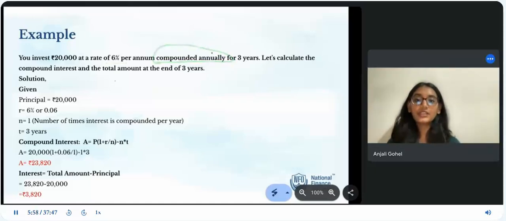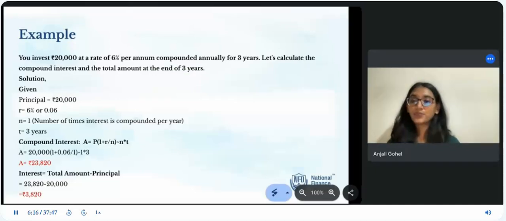It could be compounded monthly, quarterly, semi-quarterly, semi-yearly, annually, right? And this is for 3 years. Calculate the compound interest at the end of 3 years. Okay, so let's calculate this.